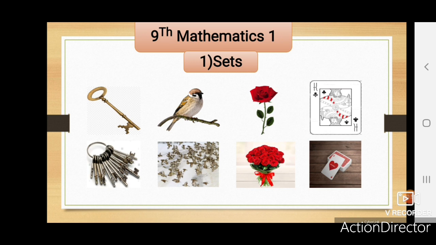It means when there are many objects, we use some words for them. For example, for many keys, we use the word bunch. For many birds, we use the word flock. For many flowers, we use the word bouquet. And for many cards, we use the word pack.